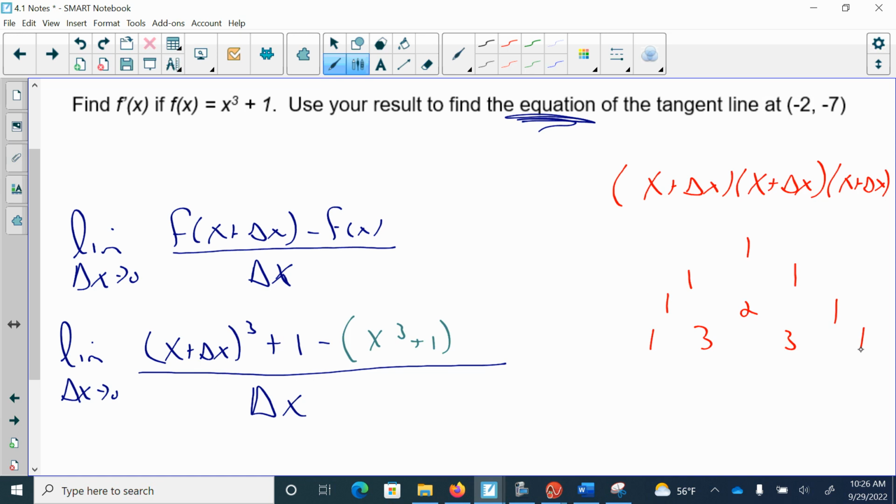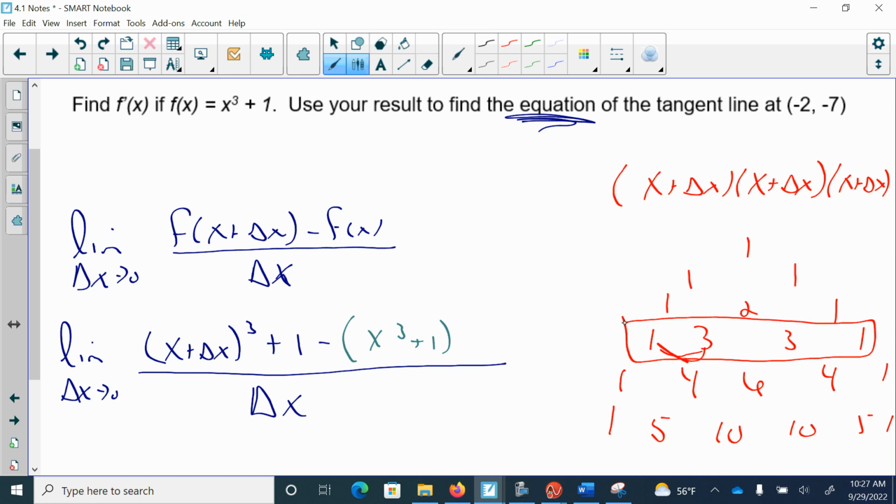And let's just keep on having one. What would the next one be? Remember Pascal's triangle? You add the two previous, so I added 1 plus 3 to get 4. If I did one more row, this would be 1, 5, 10, 10, 5, 1. I'm raising this to the third power, so I would use this row here.